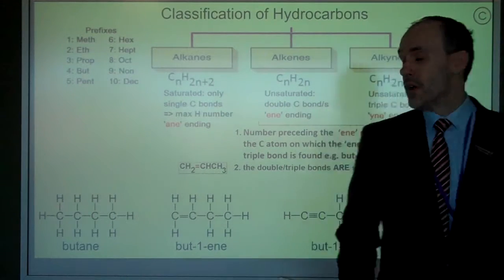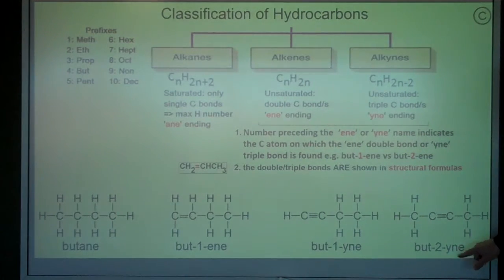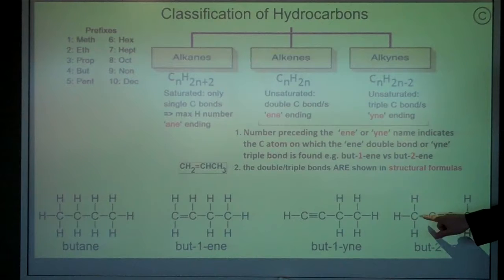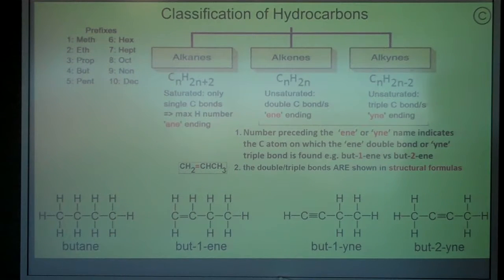Here's but-2-yne. It's a triple bond on the second carbon. 1, 2, 3, 4. Here's the second carbon. 1, 2. There's the triple bond. Can I have but-3-yne? Yes, you can. Everyone wants to say yes.